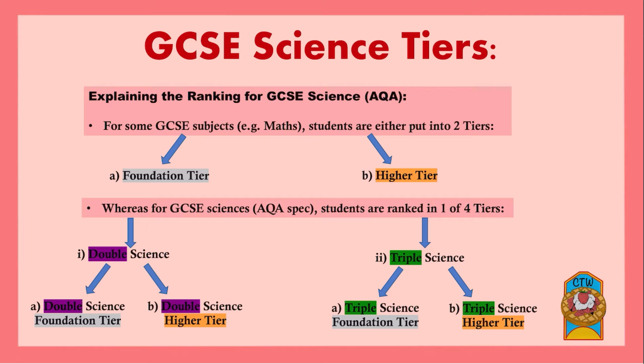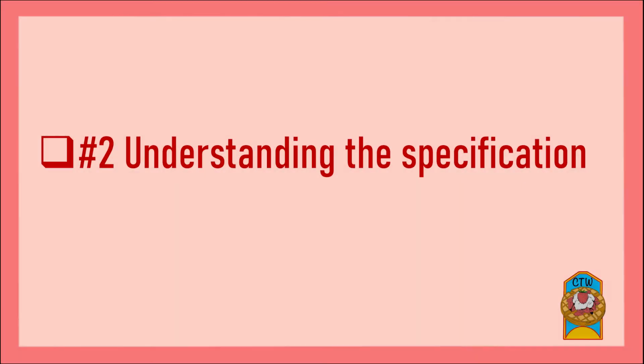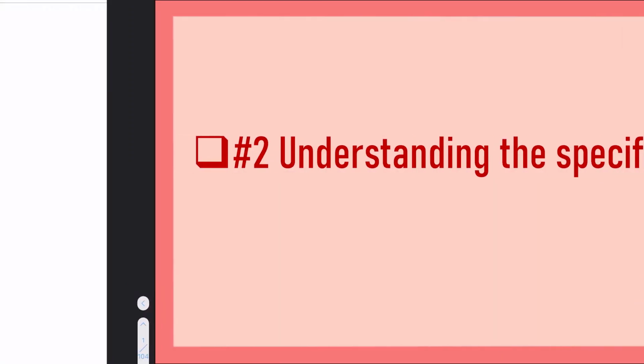So previously we've talked about how to access the specification, and I've shown you a demonstration of this on my PC, and then I explained the different rankings for GCSE science students. Now we will be looking at what information the specification provides.